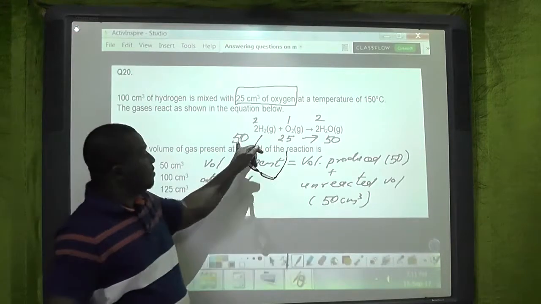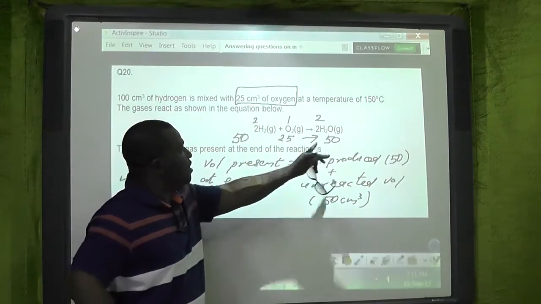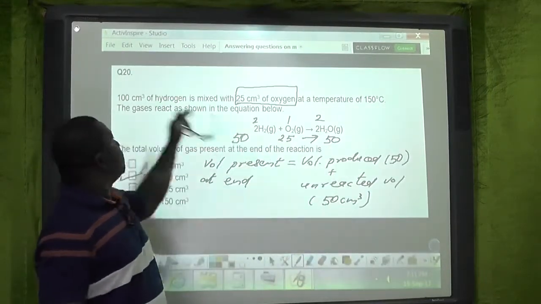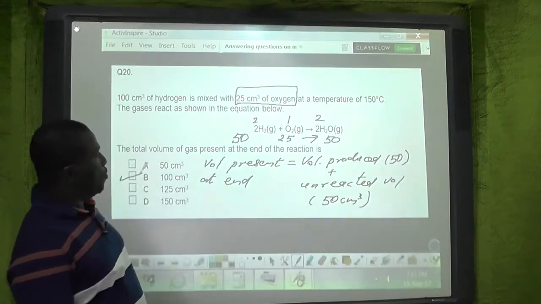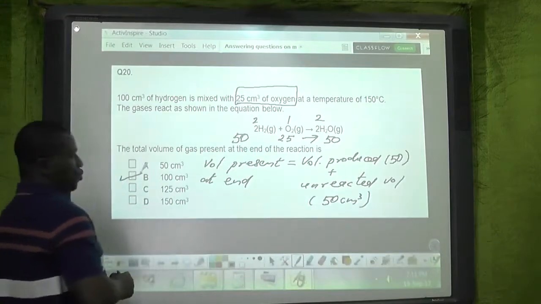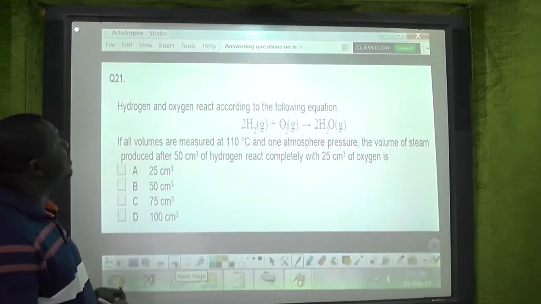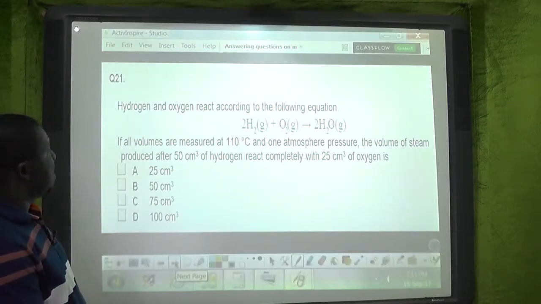So because, as we have seen, out of 100, we have 50 used, 50 produced. So 50 produced, 50 left. So that is 100. Next question. Hydrogen and oxygen react according to the following equation.